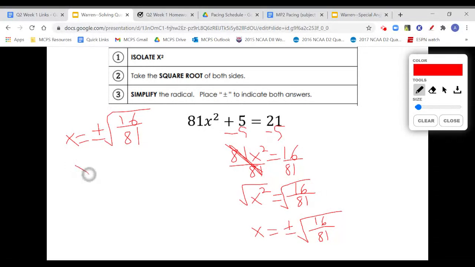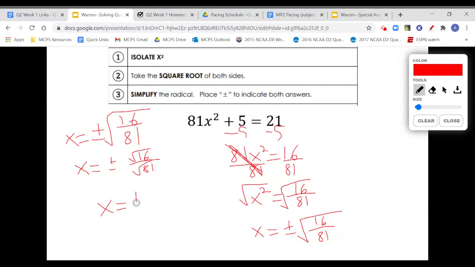One cool thing about radicals is that if I have a division or a multiplication under the radical symbol, I can actually break it apart into two pieces. So I can rewrite this as the square root of 16 over the square root of 81. And that is an equivalent expression to the one that you're seeing above. And from there, I can actually take the square root of the numerator and the denominator separately.